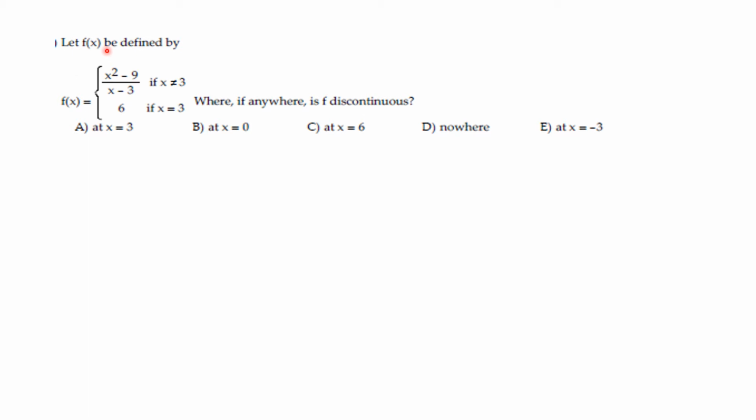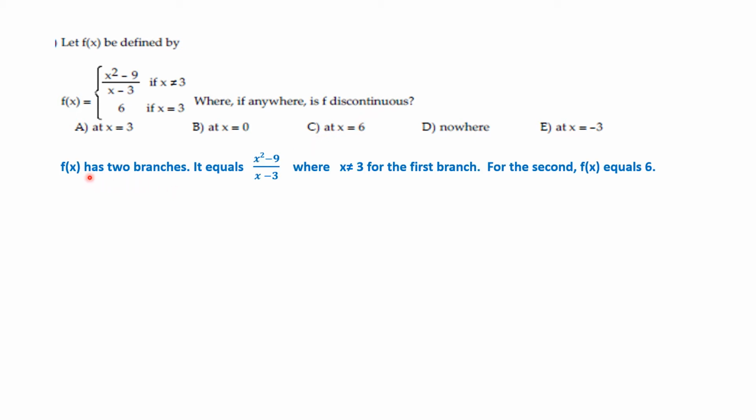Let f of x be defined by f of x equal to x squared minus 9 divided by x minus 3 when x is not equal to 3, and f of x equal to 6 if x equal to 3. Question: where, if any, is f discontinuous? Let's go ahead and consider f of x has two branches. f of x equals x squared minus 9 over x minus 3 where x is not equal to 3. This is for the first branch. For the second branch, f of x equals 6.